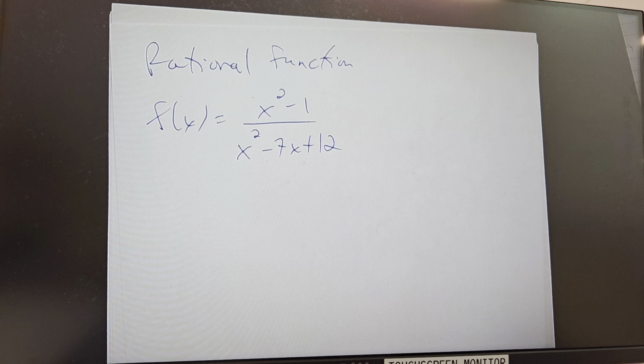Is there a maximum? Yeah, local. Is there a local max? That's all I asked for. So yeah, is there a local max? Yeah. Where? Negative 2. And min? 4.